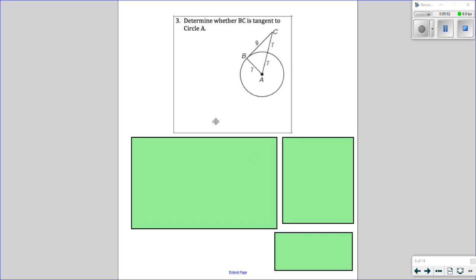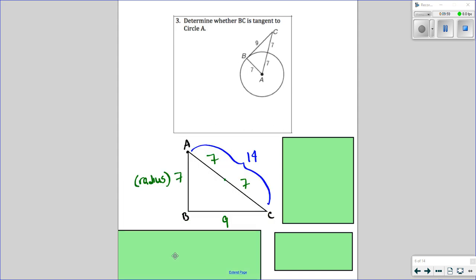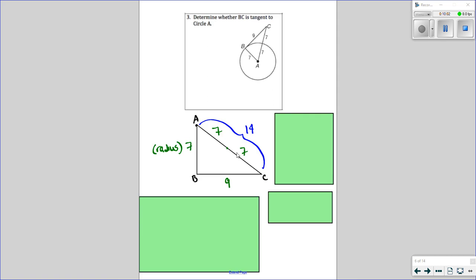All right, so the next one says determine whether BC is tangent to circle A. We have all our information, so I'm going to separate it and draw the triangle with all the information they gave us. This helps, especially if you're trying to focus on the triangle that is overlapping the circle and find out if the line is tangent, or if you're looking for a missing piece: just draw the triangle with the information they gave you and take it from there.